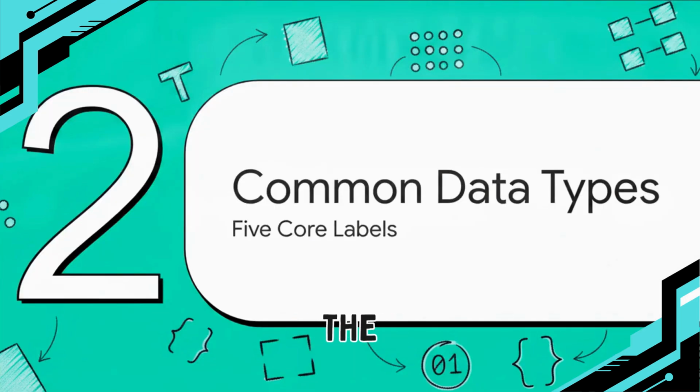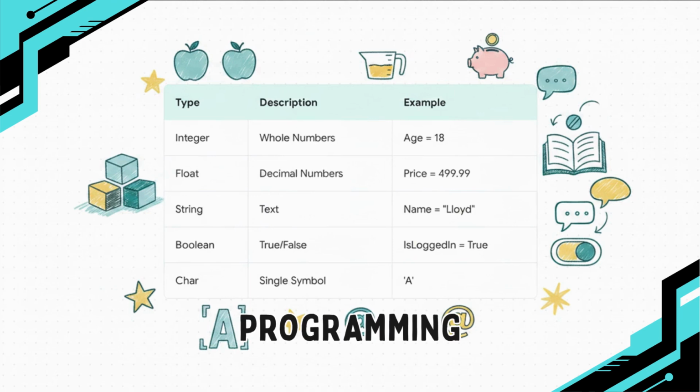Moving on to part two, the common data types. We're going to look at the 5 core labels of programming. Now, across almost all programming languages, whether you're looking at Python, Java, C++, whatever, there's a core taxonomy of standard labels used to understand data. Let's logically walk through these 5 foundational building blocks.